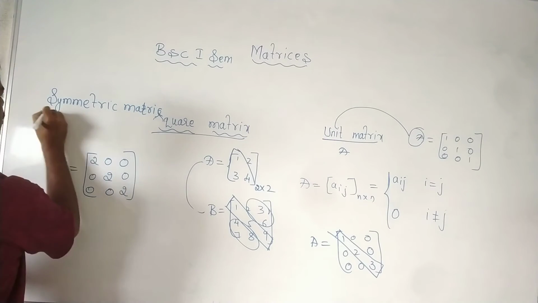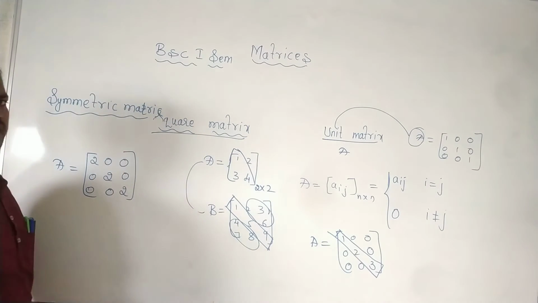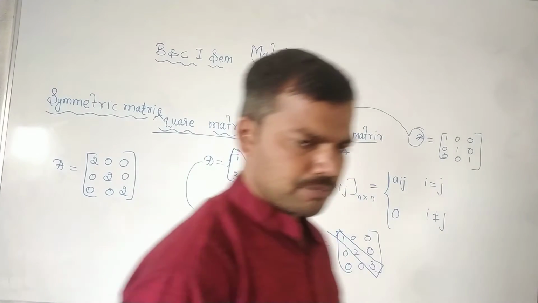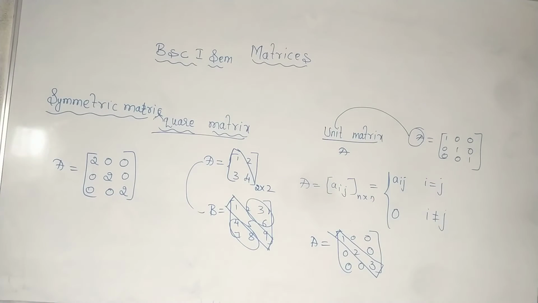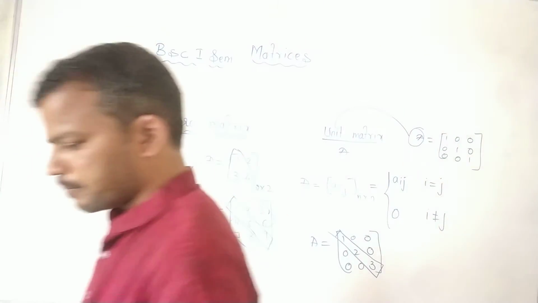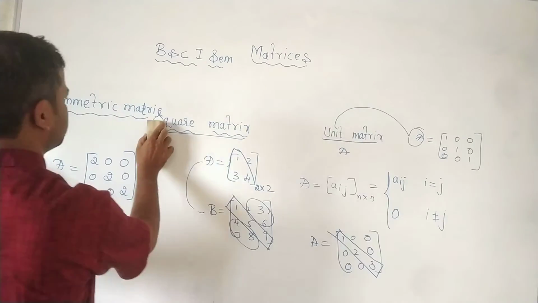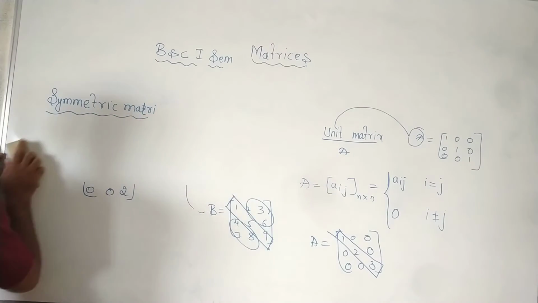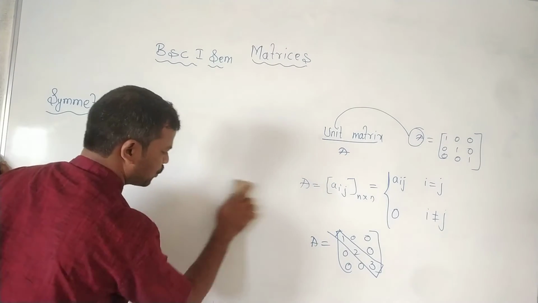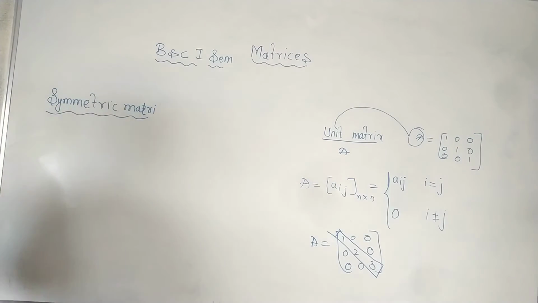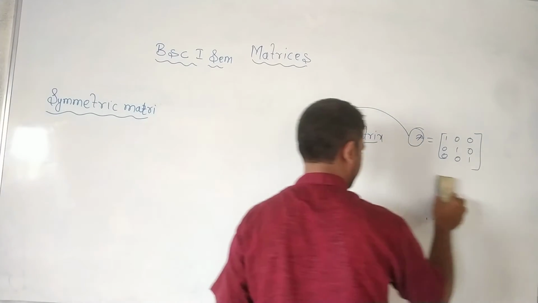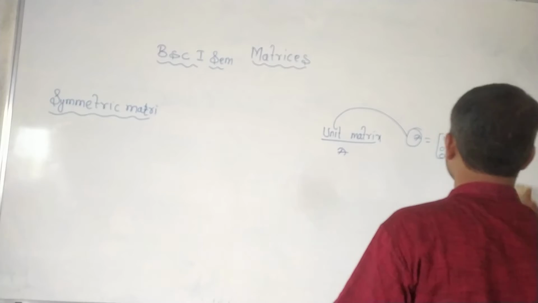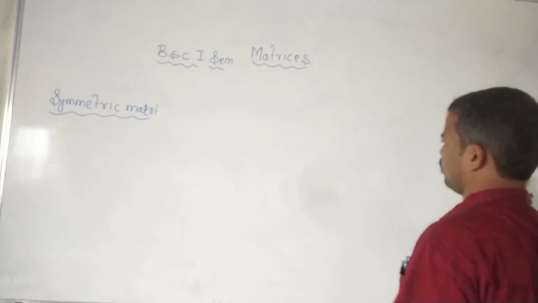Symmetric matrix. What do we mean by a symmetric matrix? So before going to the symmetric matrix, we need the transpose of a matrix. Transpose of a matrix means what? Interchanging the rows and columns.